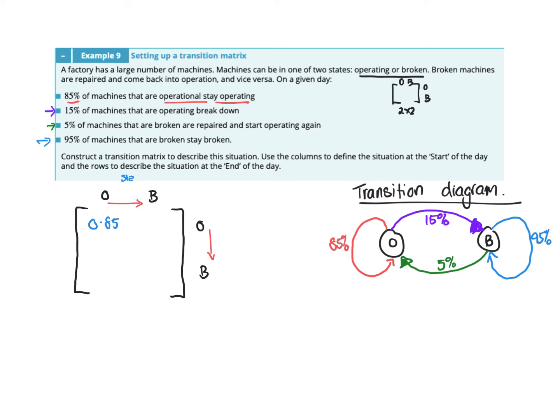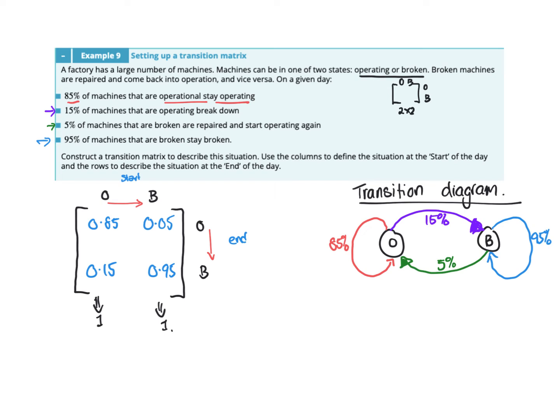So remember, if we start, we end here. If you started operating but it ended up broken, it was 0.15. Broken to broken was 0.95. And broken to operating was 5%, so 0.05. So there you can see we can set it up and they add up to 1.